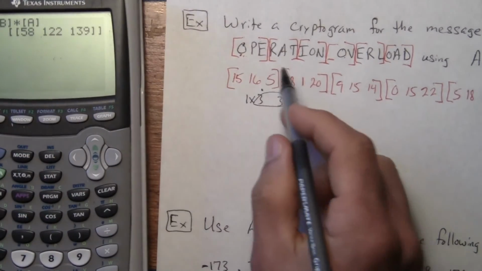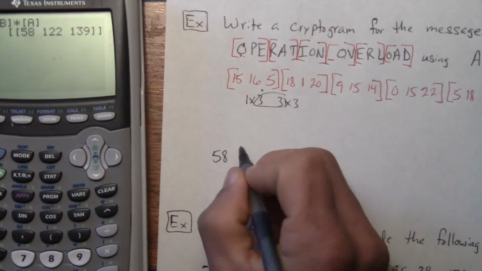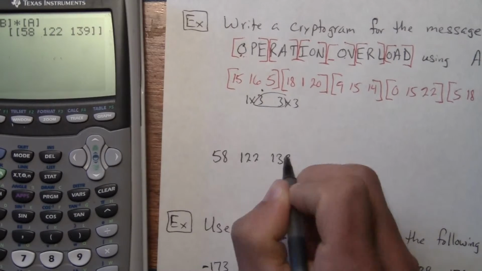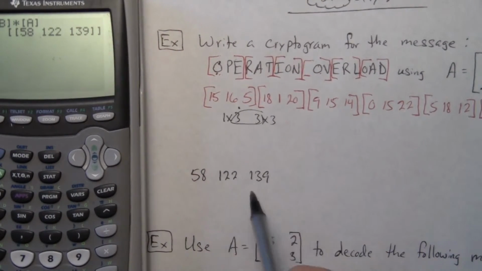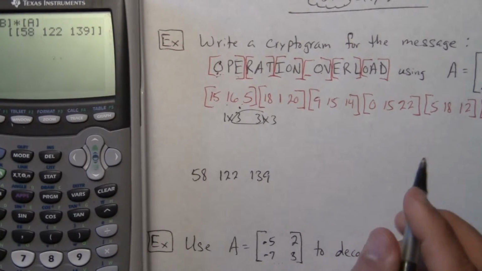So if you wanted to tell someone Operation Overload, you would give them the numbers 58, 122, 139, and then they could eventually figure out that it stands for those 3 numbers, which they could look up and which stand for those 3 letters.